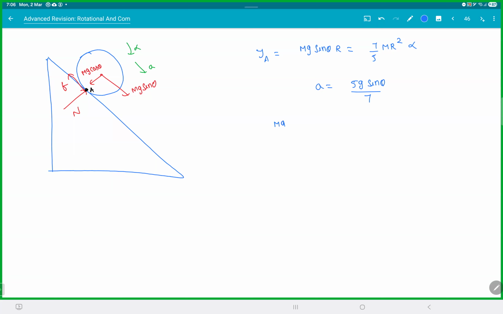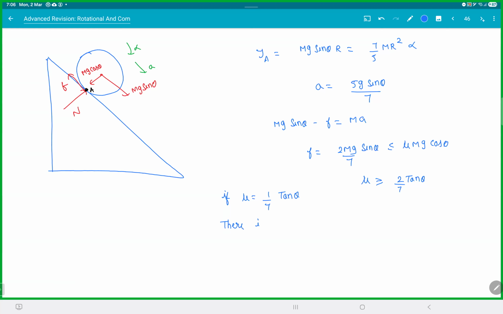Then we get mg sine theta minus friction is equal to ma. This will give you friction is equal to 2 mg by 7 sine theta. And we know friction must be less than or equal to mu mg cos theta. This will give you mu must be greater than or equal to 2 by 7 tan theta. This is your mu minimum. And now you're telling me mu is 1 by 7 tan theta. So one thing is clear, there is slipping.